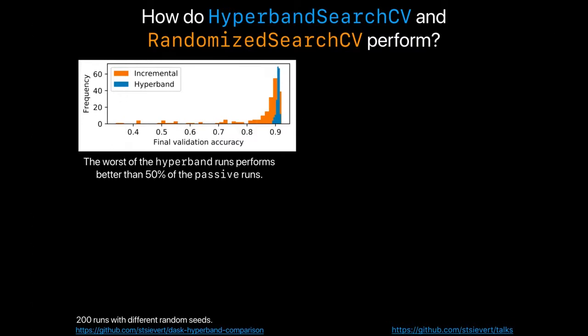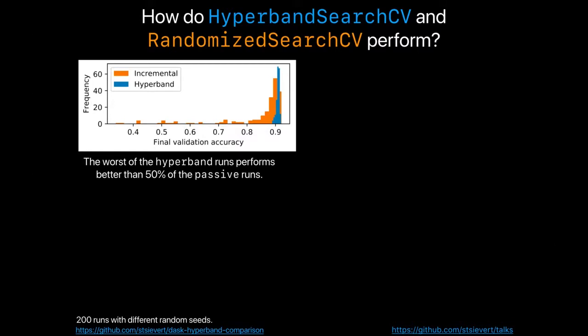Now, how well did that work? Here I'm going to compare Hyperband in blue and randomized search CV in red, or orange, I guess. I'm going to configure these two estimators, Hyperband and random search, to do the same amount of work, right? Hyperband does some early stopping, so it can evaluate more parameters. Random search is just the number of total partial fit calls divided by the number of models to evaluate, which is a lot less because it doesn't do any early stopping.